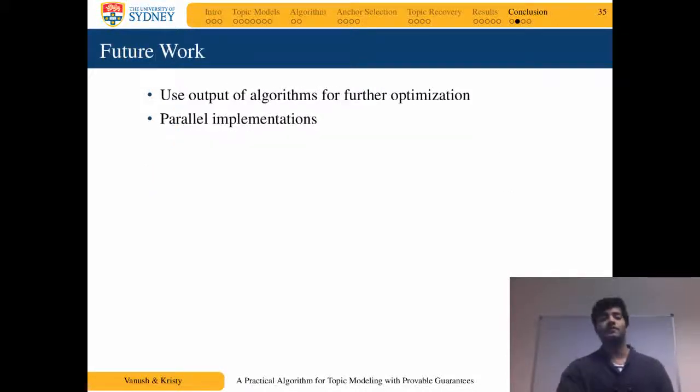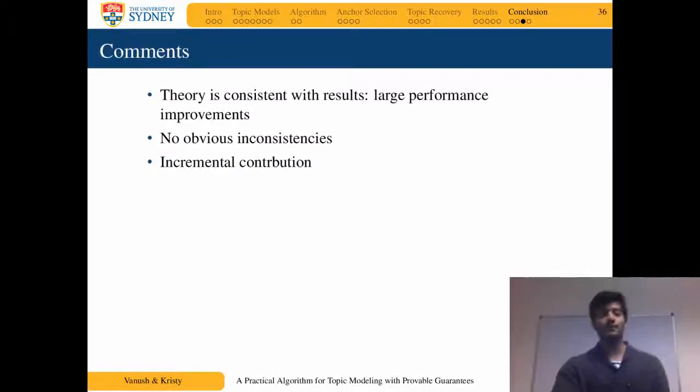Future work involves using the output of the algorithm as a prior step to further optimization, for example by combining with MCMC, though they have not found a hybrid that outperforms either method independently. Future parallel implementations have the potential to support web-scale topic inference.